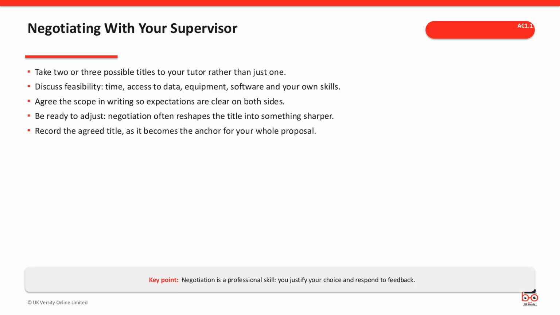When you go to your tutor, don't bring a single title, bring two or three. That way you can discuss feasibility together, the time you have, access to data, the software and equipment, and, honestly, your own skills. Agree the scope in writing so nobody is surprised later, and be ready to adjust, because negotiation usually sharpens a title rather than leaving it untouched. Whatever you settle on, write it down, because that agreed title becomes the anchor for the whole proposal.